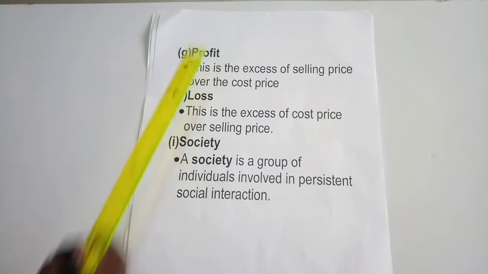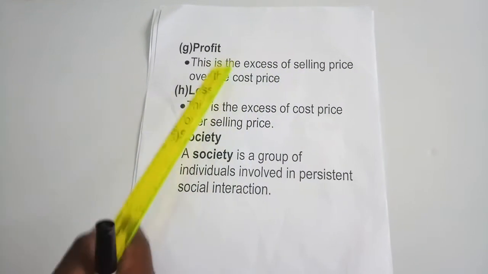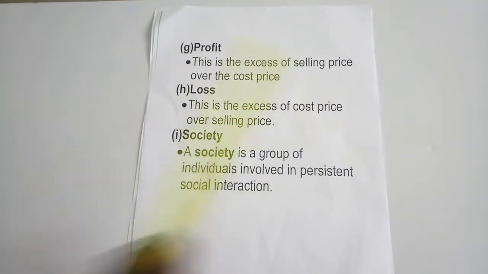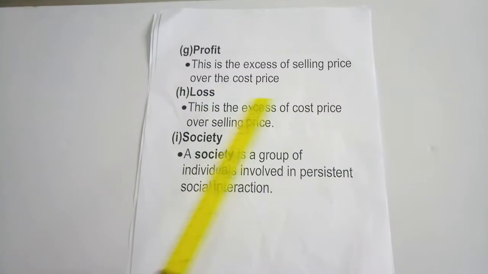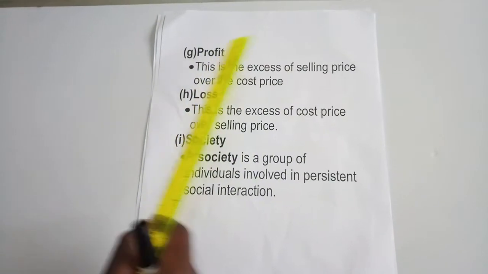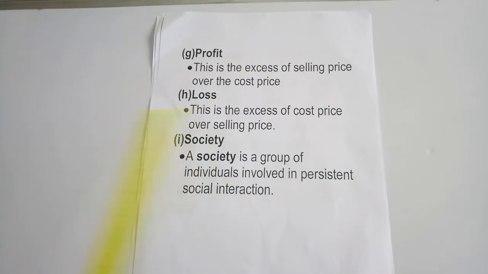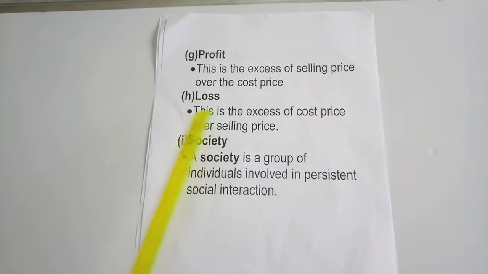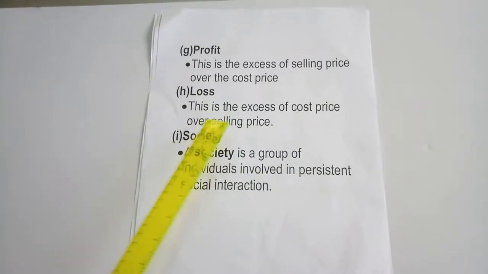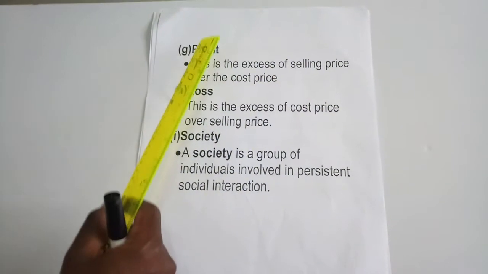In the case of profit, we are saying what? The selling price will be greater than the cost price. So what is profit? It is the excess of selling price over the cost price. What about loss? This is the excess of cost price over selling price. So in the case of profit, selling price is greater than what? Cost price. In the case of loss, cost price is greater than what? The selling price. So whenever you sell a good at a price which is higher than the cost price, we argue that you have made a profit.